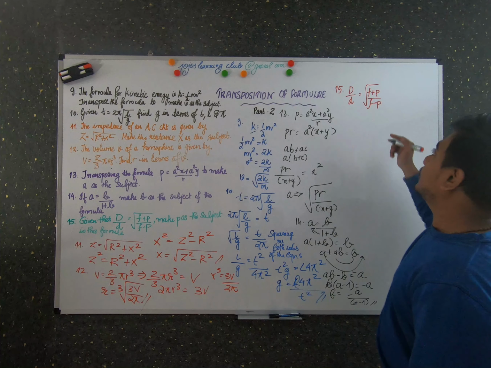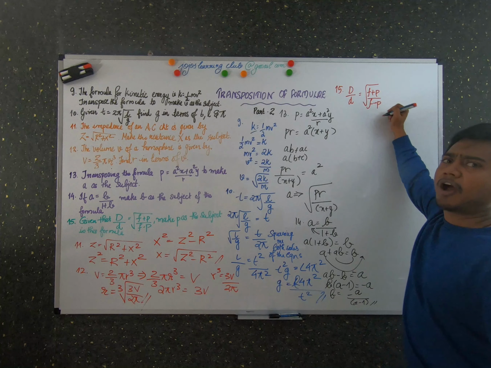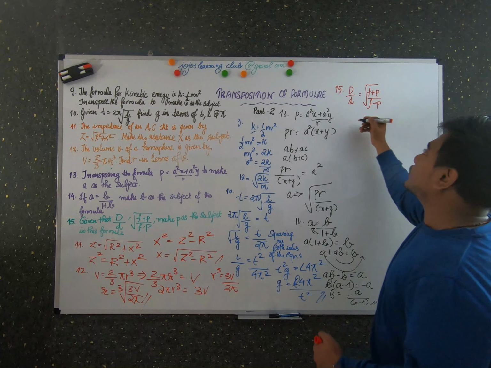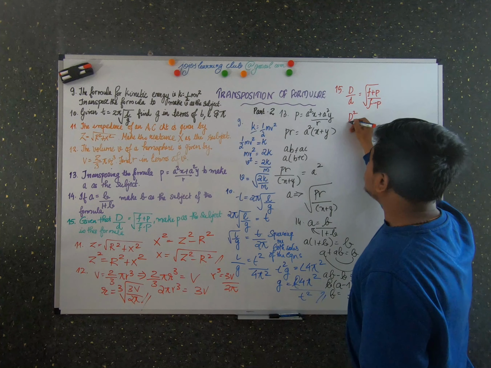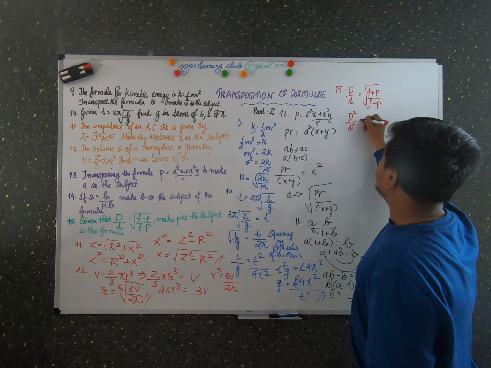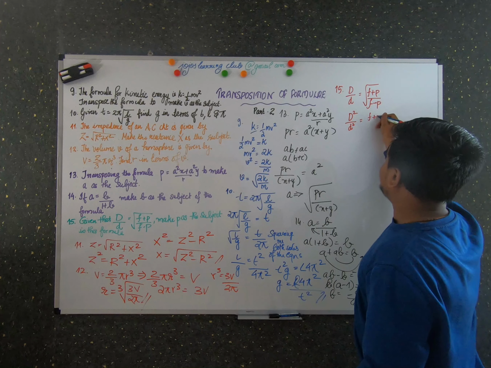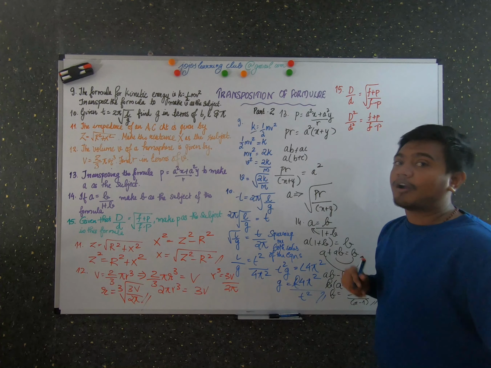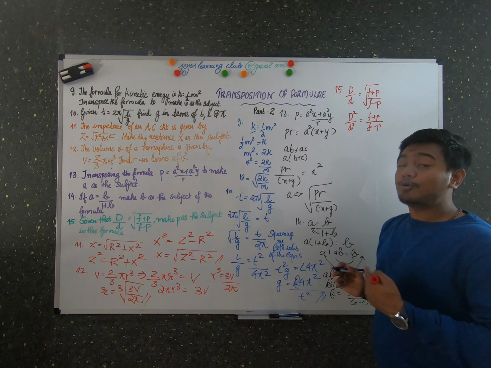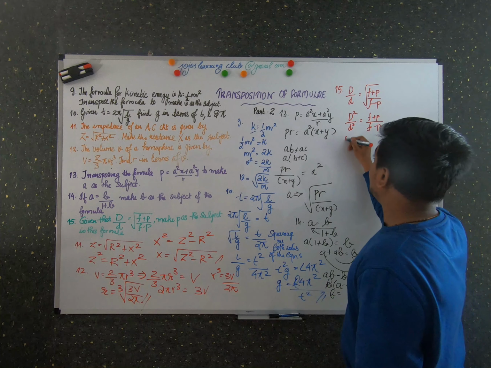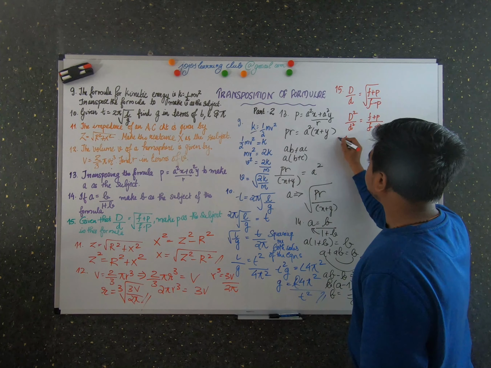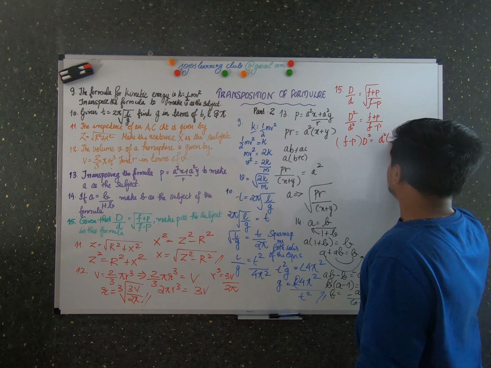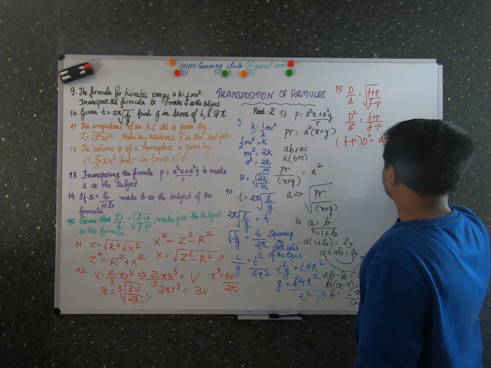D by d is the subject and I have to make P the subject. For that, to move it out of the root, what do you have to do? You have to square on both sides. So what happens? D square by d square is equal to (f plus p) by (f minus p). Now what is the next step? To cross multiply. So (f minus p) into D square is equal to d square into (f plus p).